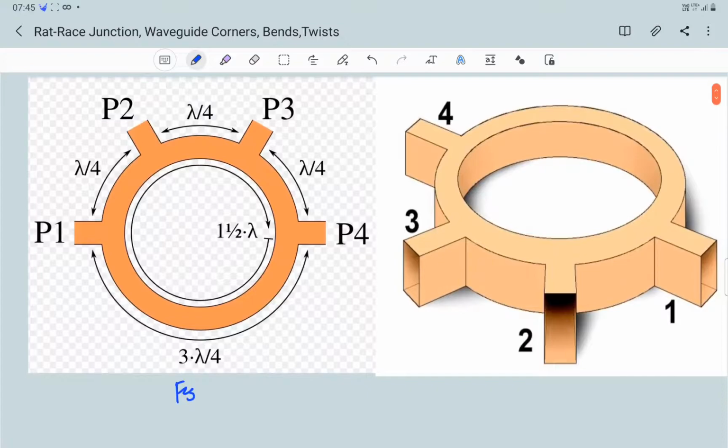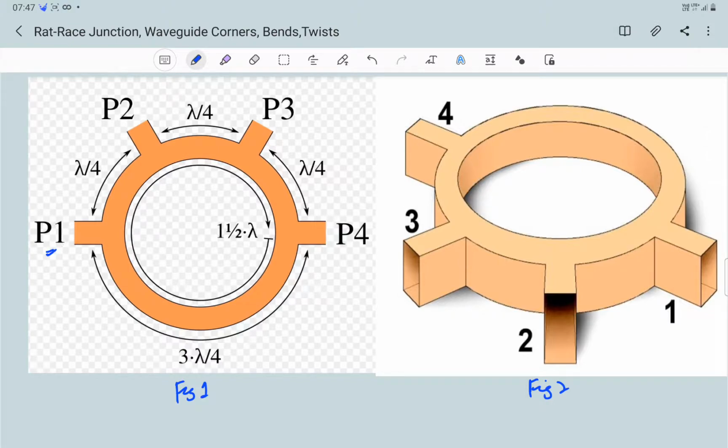Figure one here shows a cross-sectional view of a rat race junction, and figure two shows a three-dimensional view of the same rat race junction. In the previous lecture, we discussed a magic T, which is a four-port junction. Today, we are again discussing a four-port junction, a rat race junction, which is also matched at all the four ports like a magic T.